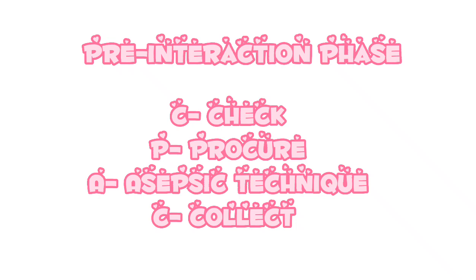C. Check. Check records, medication record, or obtain an order if necessary. P. Procure. Obtain signed informed consent if needed. Obtains assistance if needed. A. Aseptic technique. Washes hands, dons procedure gloves if needed. C. Collect. Gather supplies and equipment before approaching client.